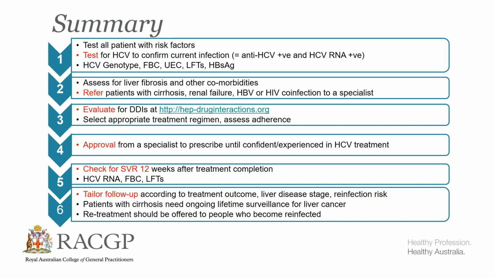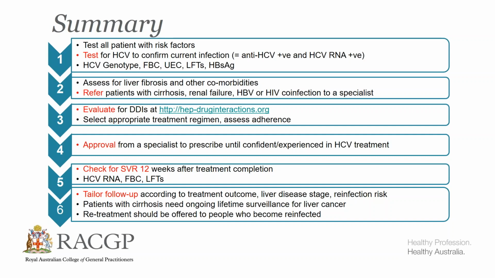They'll have treatment for 8 to 12 weeks, depending, and then 12 weeks after that you check for hepatitis C RNA and their liver function tests. So you're checking for, has their liver improved, depending on their comorbidities, has it gone back to normal, and have they got a sustained viral response or a cure. Tailor the follow-up according to the treatment outcome, the liver disease stage and reinfection risk.